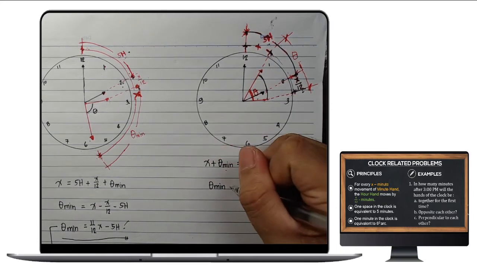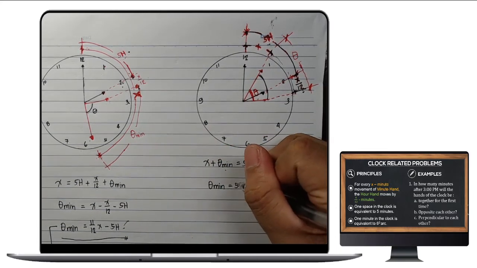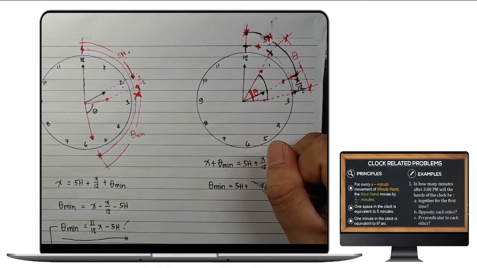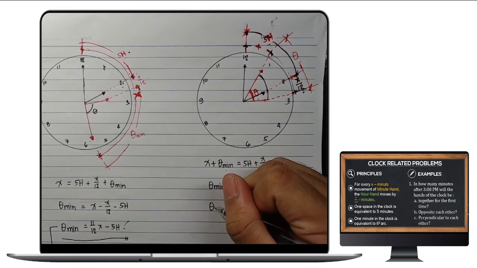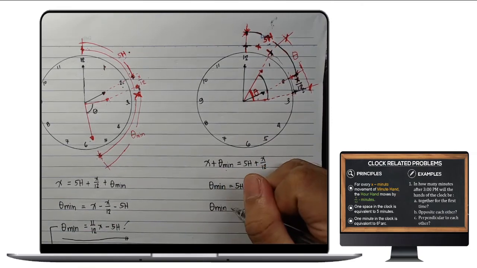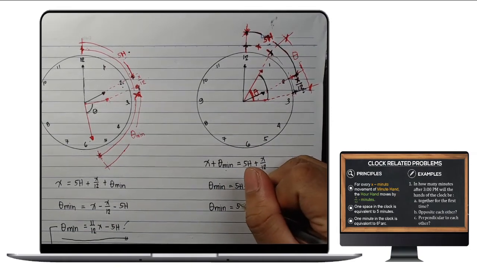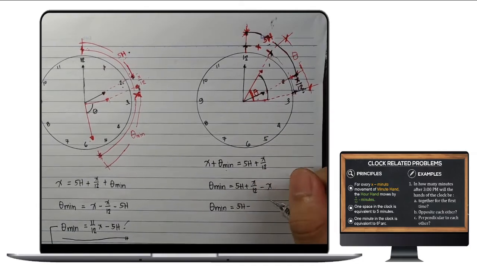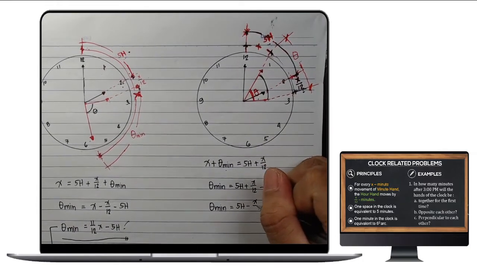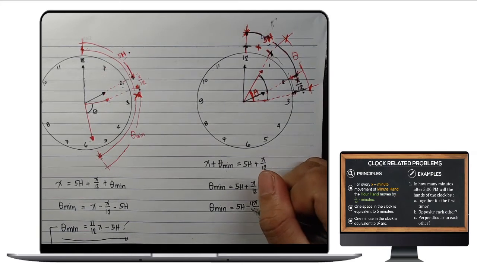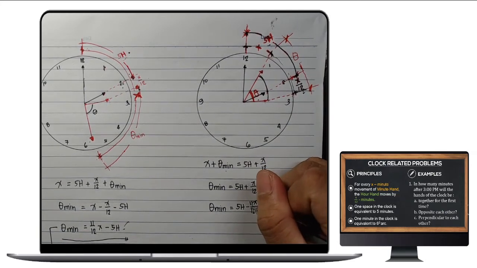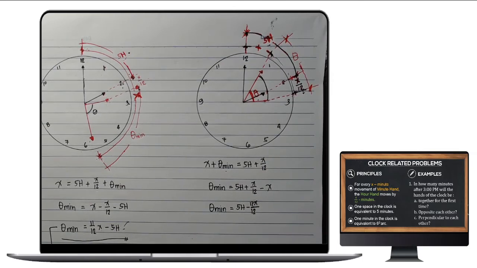So, theta in minutes is equal to 5h plus x over 12 minus x. Therefore, we will have this formula. Theta in minutes is equal to 5h minus 11x over 12, since x over 12 minus x is negative 11x over 12. Okay? So, this will be our formula.